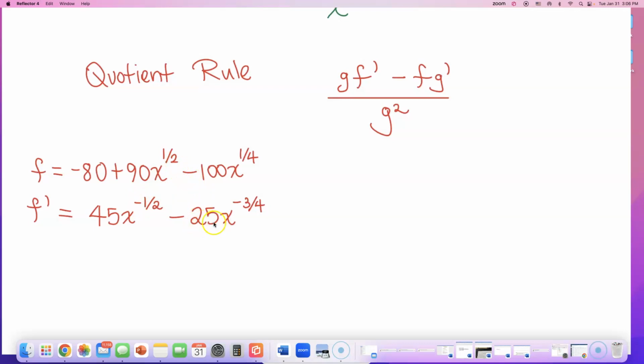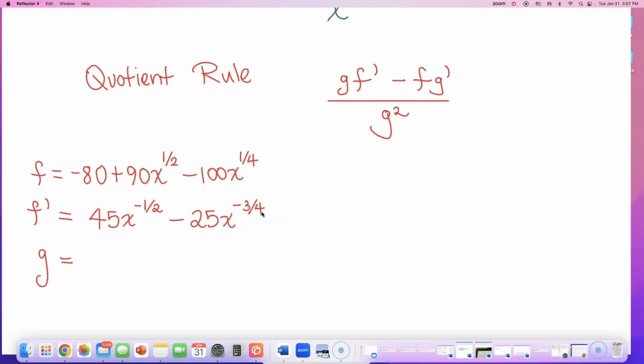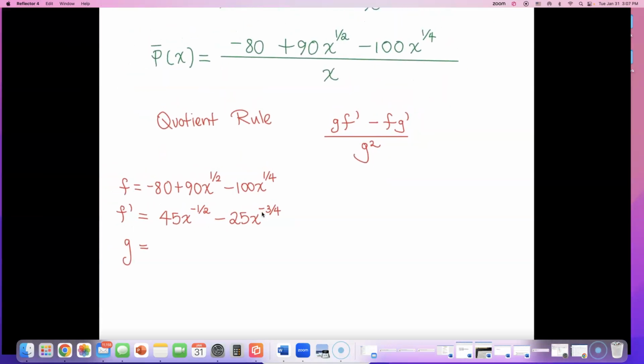I got this negative 1/2 by doing half minus 1. Guess where this 25 came from? That's 1/4 of 100, right? And I just went down 1 from 1/4. That's how I am down at negative 3/4. Okay, let's do g. g is the original bottom of the fraction. At least that part is nice. g is x, then g prime is equal to 1.